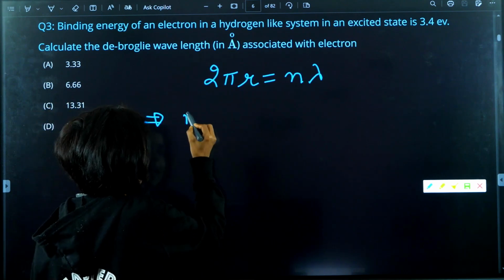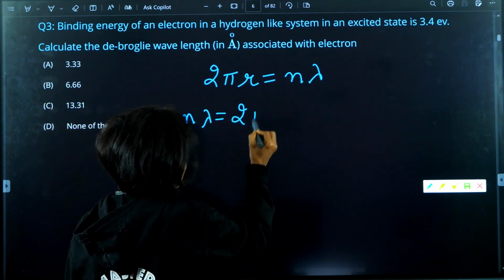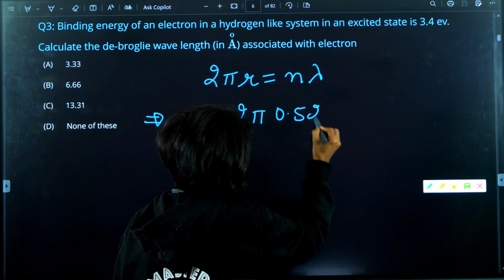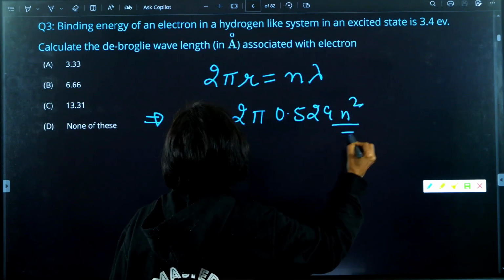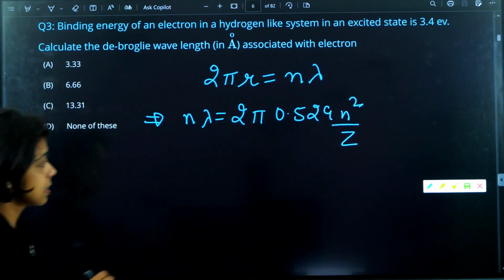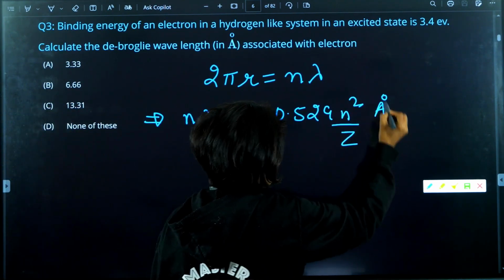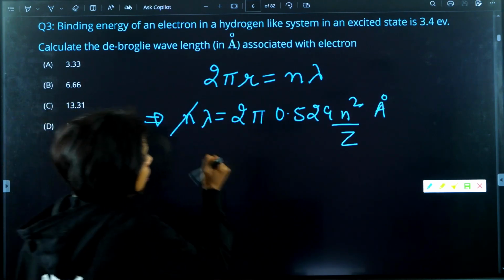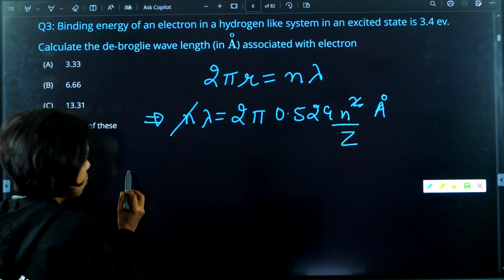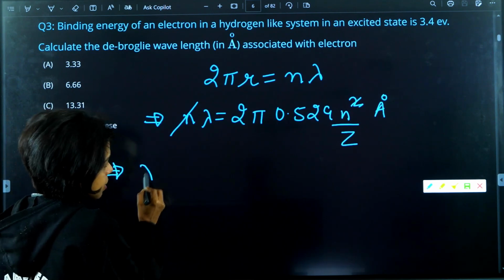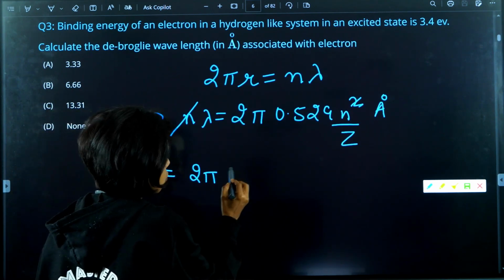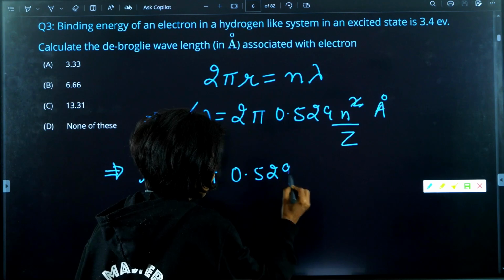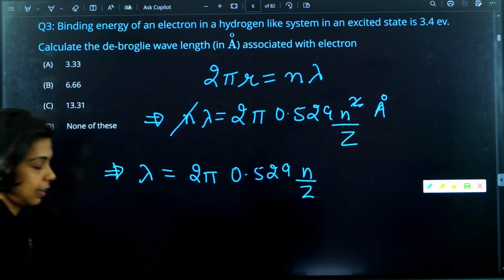So I will write n lambda is equal to 2 pi r, 0.529 n square by z, right? Yes, angstrom. This is the formula. I just put the formula for radius of nth Bohr orbit here. And of course, this will get cancelled out. So lambda is equal to 2 pi into 0.529 n by z, right?